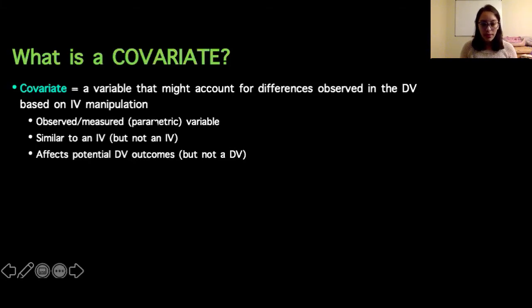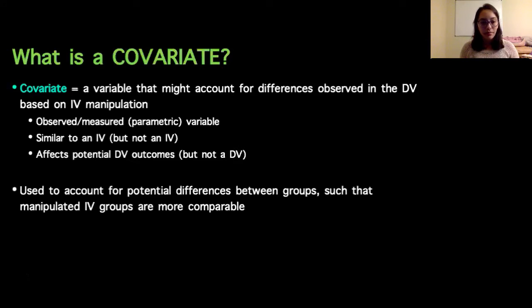For our class, we're pretty much always going to use ratio in terms of parametric data. Like I said, it's similar to an independent variable in the sense that it's controlled, but it's not an independent variable inherently. And as far as it affects, it's similar to a dependent variable because of its measure type, but it's going to affect the potential dependent variable outcomes, but it's not, again, classified as a dependent variable. So a covariate is its own type of variable.